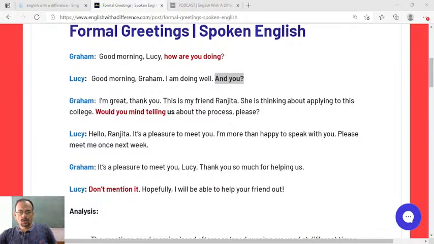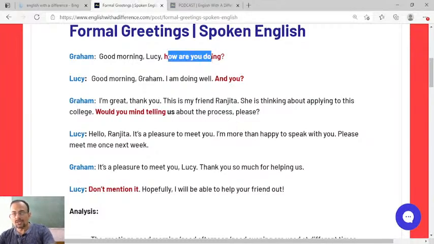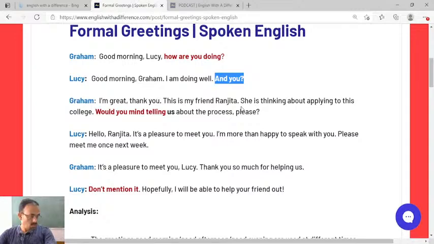Yes. Okay. So, dear students, I hope you understood. In spoken English, we tend to make short expressions, right? That is why Lucy said, "And you." If Lucy had said, "How are you doing?" or "How are you?" then it was merely a repetition of Graham's sentence. That is why Lucy just said, and you, which means what about you?